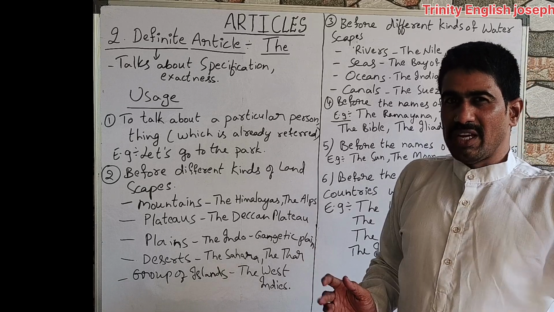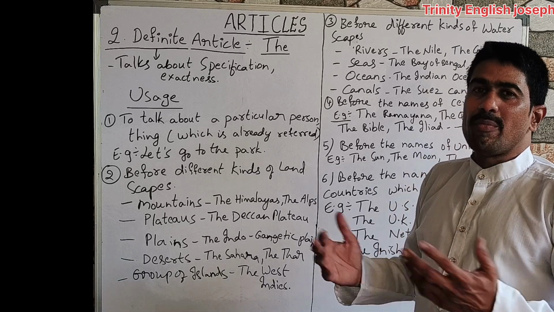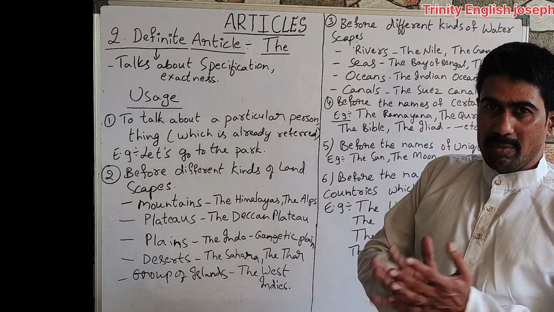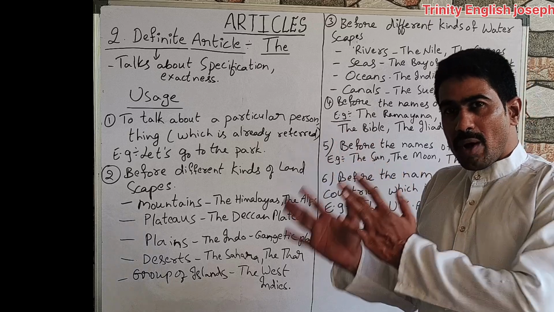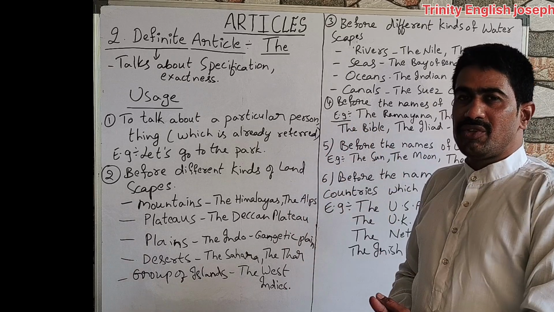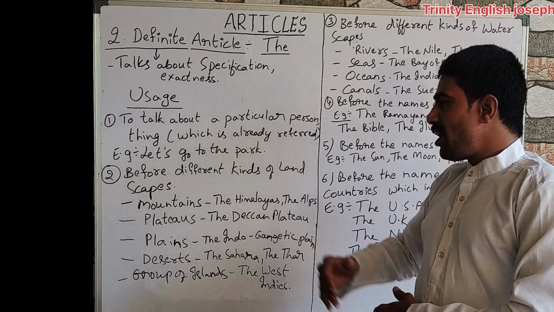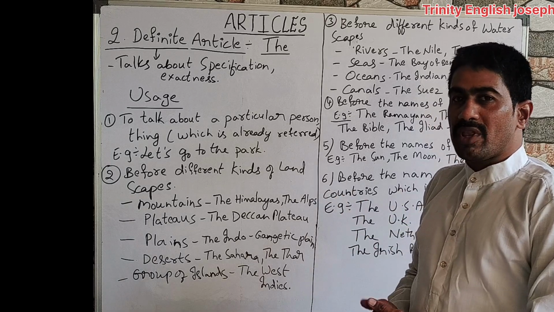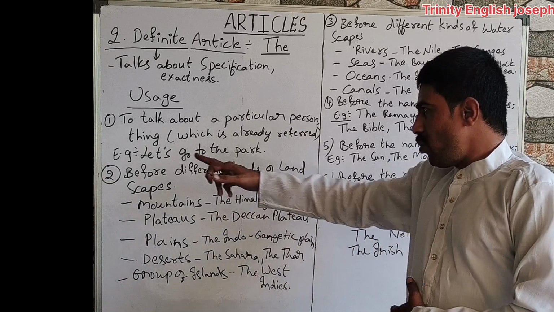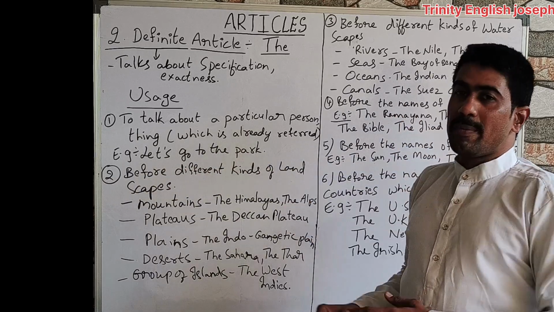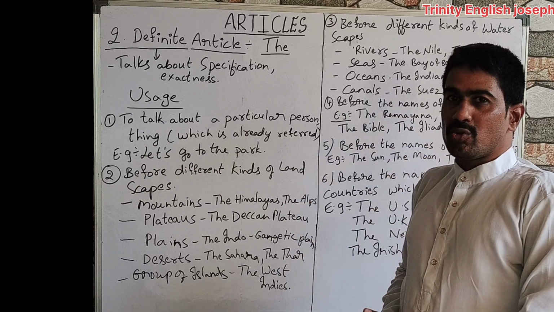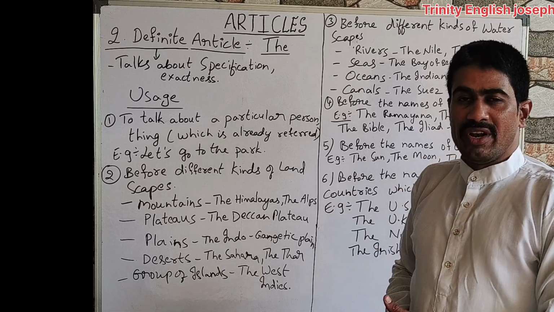If I simply say, I saw a man on the road, the man is tall. In my first sentence I already referred to that particular man, and now I am referring to that person once again. In that way we speak about that particular person. Now if you look at the example, let's go to the park, maybe the park which is very near to my house and which I often visit.